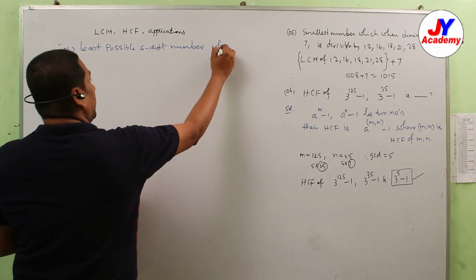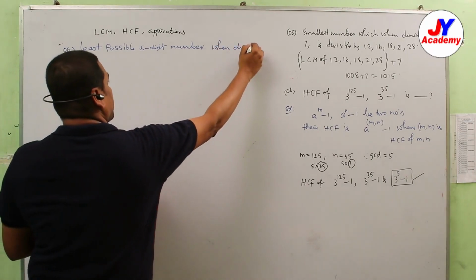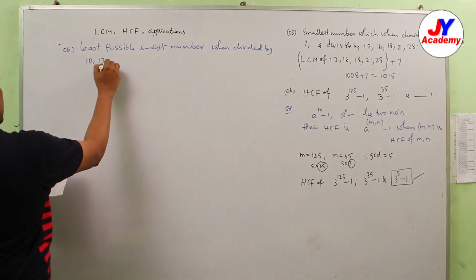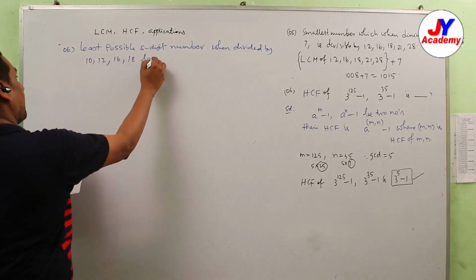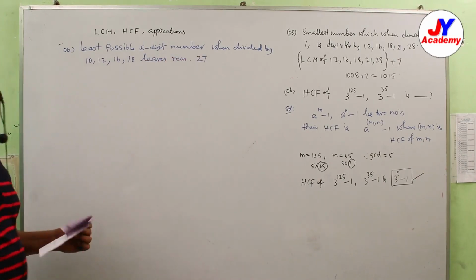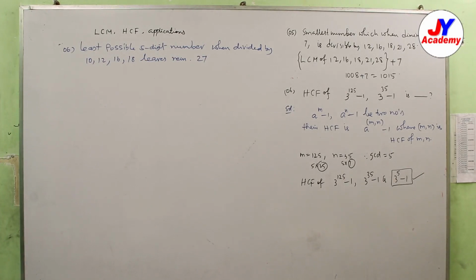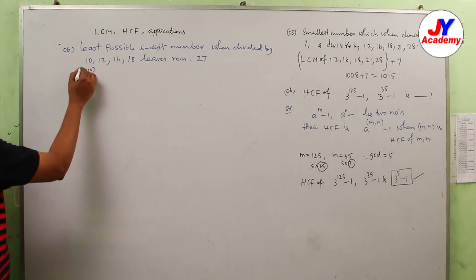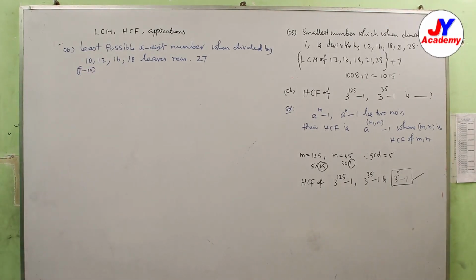Least possible 5-digit number when divided by 10, 12, 16, 18 leaves remainder 27 in each case. So what we have to find? Least possible 5-digit number. This is type 10. So what is type 10?